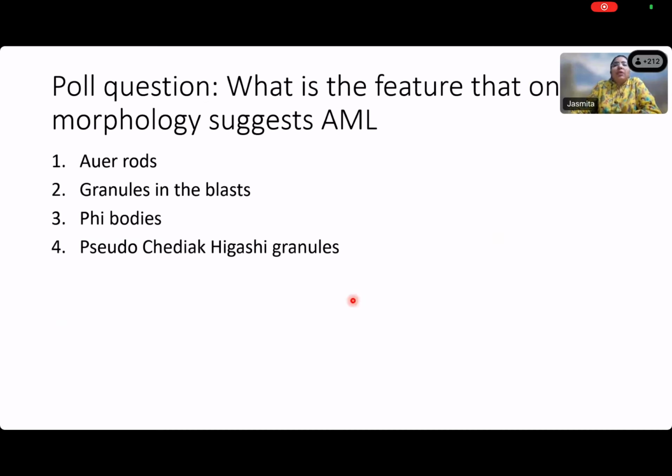Now I'm asking you another question. What is the feature that on morphology will tell you that you're looking at an AML? Is it an Auer rod, granule, Dohle body, or a pseudo-Chediak-Higashi granule? So everybody's answering one, that is Auer rods. So Auer rods tell you that you're looking at an acute myeloid leukemia.